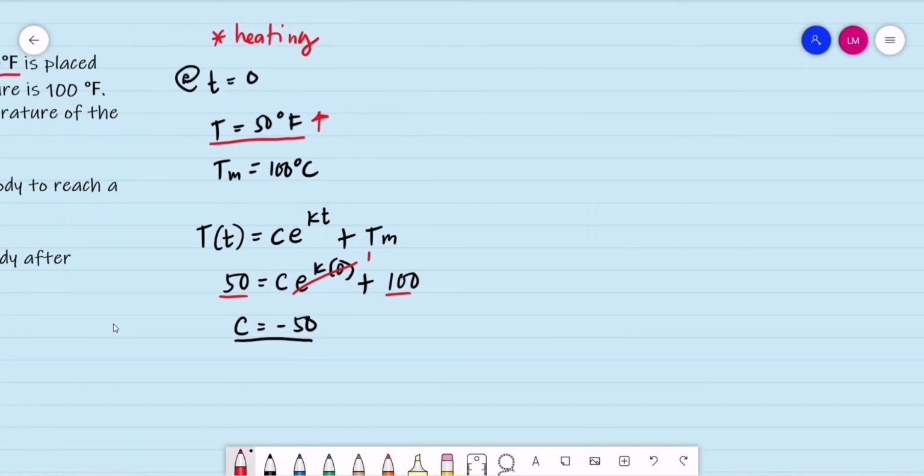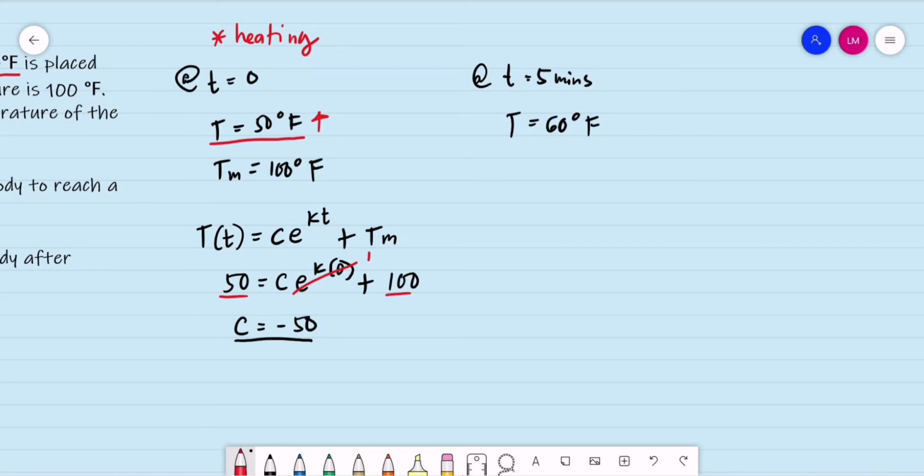Then we have another set of given, that is after 5 minutes, the temperature is now 60 degrees Fahrenheit. So let's say this is at time equal to 5 minutes. The temperature is now equal to 60 degrees Fahrenheit. Sorry, this is a correction. We are using degrees Fahrenheit, not degrees Celsius. So this is 100 degrees Fahrenheit. So this is 60 degrees Fahrenheit.